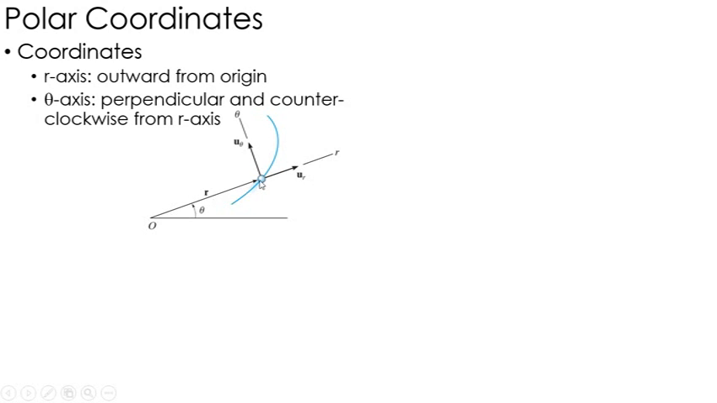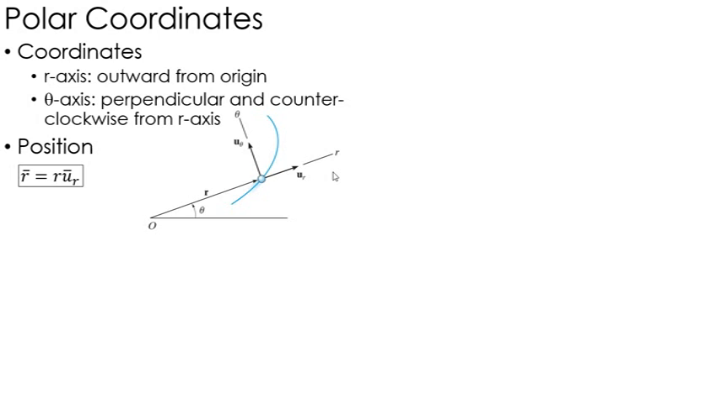And my transverse axis, which is theta, is going to be perpendicular to that, rotating counterclockwise from that r-axis. So my theta axis is perpendicular, going this way. So by definition, my position is simply the distance away from my origin in the r direction. So that's by definition of our polar coordinate axes.